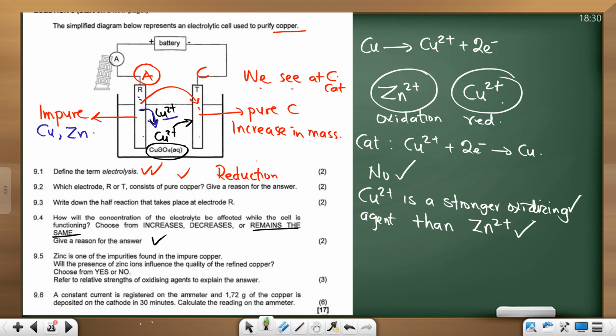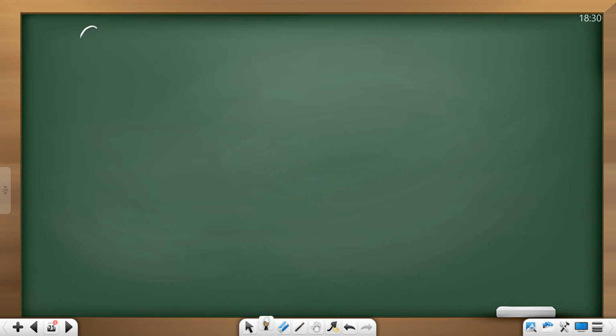A constant current is, now I want us to think about this thing. A constant current registered on the ammeter, 1.72 grams of copper at the cathode. Let's start. The cathode. What's the equation? Cu2+ plus 2e gives Cu solid. That's the deposit.